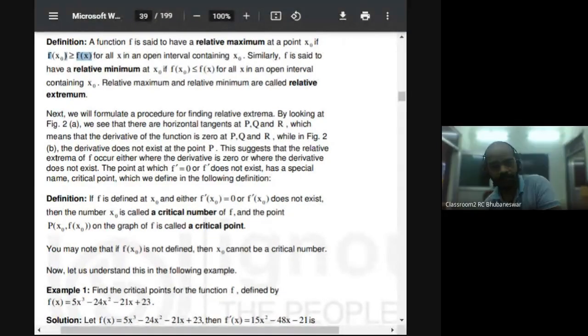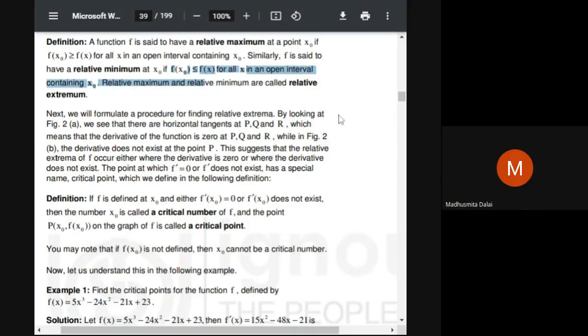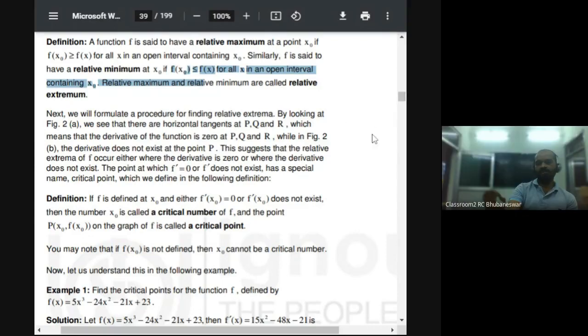And similarly, if we alter the expression, that means f of x0 is now less than or equal to f of x, for all values of x in a certain open interval containing the point x0, this kind of value is known as the relative minimum value at the point x0. Now, maximum value and minimum value all together, as we know, is also known as extremum. So relative extremum means it may be a maximum or it may be a minimum.